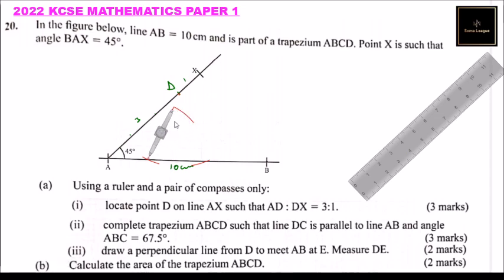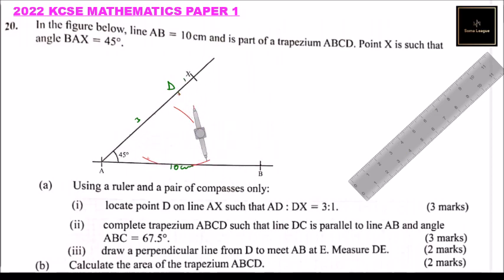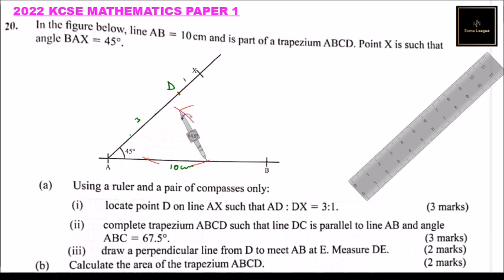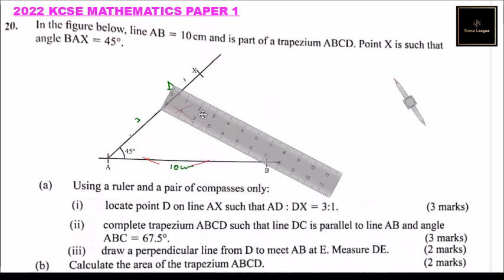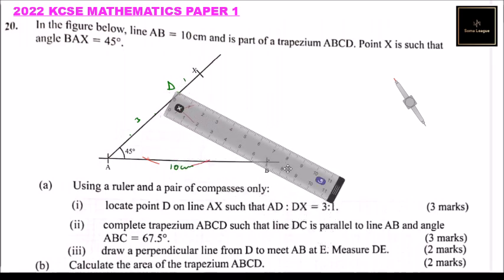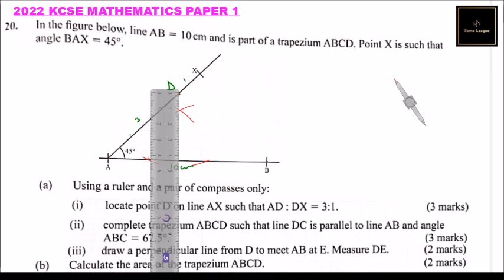So we make 2 arcs. We bring another one here. Then we have our other arc here. So we can now use a ruler and draw a perpendicular line here, which is going to help us. So that's our perpendicular line, which we can extend.